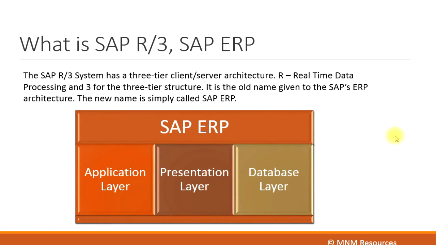Let's look at what SAP R/3 and SAP ERP are. The old name given to SAP ERP was R/3. Now the R stands for real-time data processing and the 3 is for the 3-tier architecture. So SAP still uses the same 3-tier architecture. That's the application layer, presentation layer and database layer. The new name given to it is SAP ERP. ERP, as you know, of course stands for Enterprise Resource Planning.